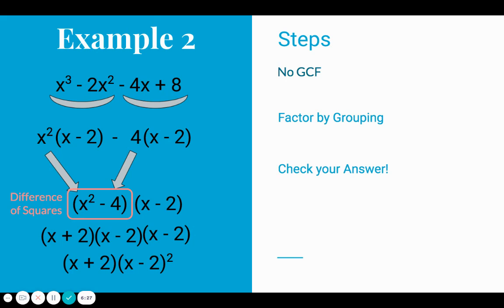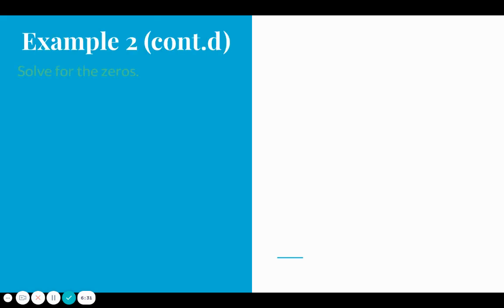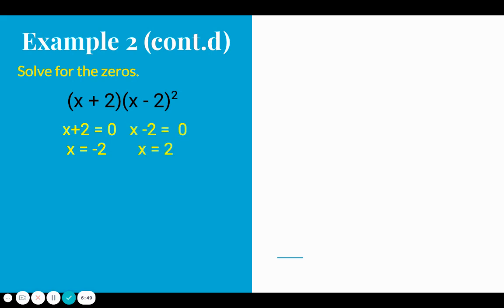Finally, check your answers. Next, we want to solve for the zeros. Here's our factored form. Let's take the first factor, x plus 2, and set it equal to 0. Solving gives us x equals negative 2. When we set x minus 2 equal to 0, we get x equals positive 2.